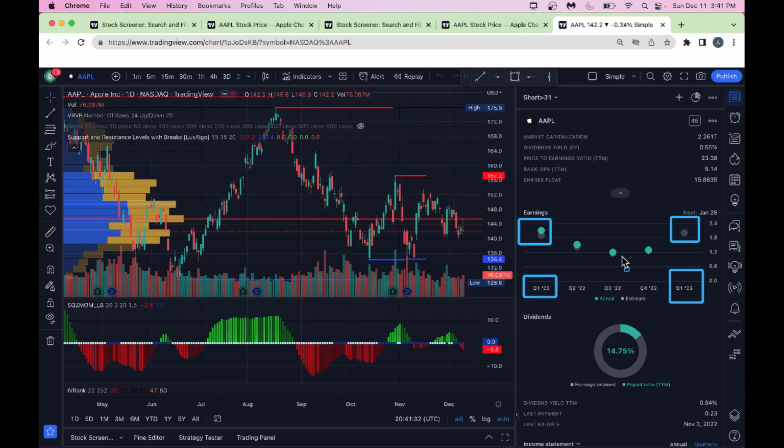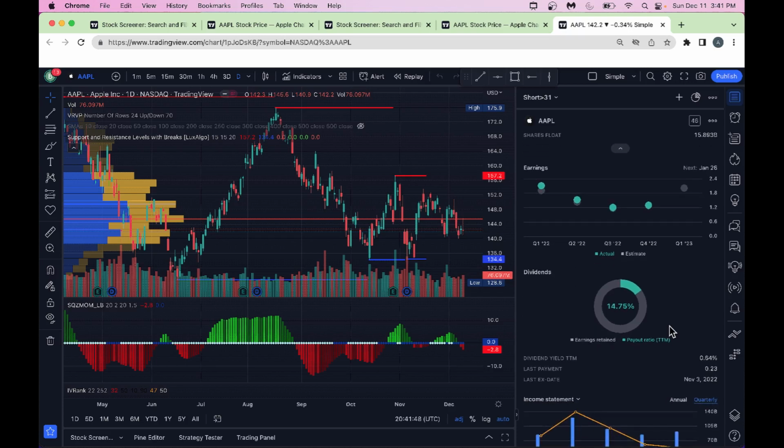You don't compare sequentially normally. You always compare year over year growth in the same quarter. So this is very good here. Just by looking at this year, I know Apple is doing well. It's been surpassing the analyst estimates.